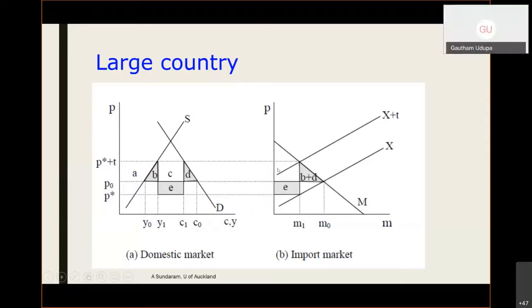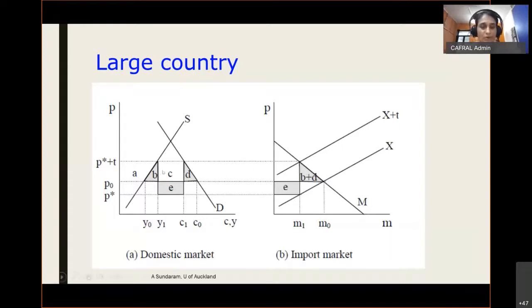Okay, so it's actually called the terms of trade effect. So what is terms of trade? Terms of trade is the price of exports divided by the price of imports. So what this country has done is, by putting on a tariff, it has driven down the price of its import, which means that it has an improvement in terms of trade because the price of imports has gone down in the world market.